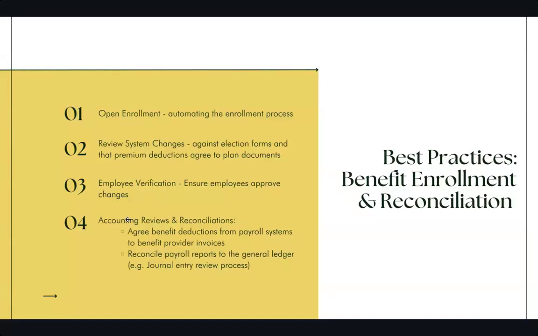And then here are key accounting reviews and reconciliation. So your benefit provider is going to be separate from your payroll administrator. And so within that entire process, you are reconciling the monthly invoices from your benefit provider to your payroll summary reports to make sure that each individual employee is covered. You make sure that benefit deductions agree to the amount that's being deducted from the payroll reports, and then you reconcile all of those reports to the journal entry, which is imported in the general ledger. So that is the benefit enrollment and reconciliation process.